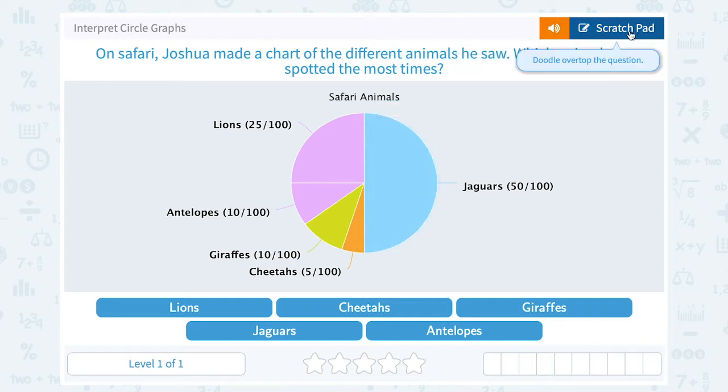So in this case, which animal was spotted the most times? Well, which animal takes up the biggest piece of the pie? Well, the biggest piece of the pie is over here, the jaguars, right? There were 50 out of 100 of those animals were jaguars. Everything else had a smaller slice of the pie or a smaller number of those animals. So he saw the most jaguars.